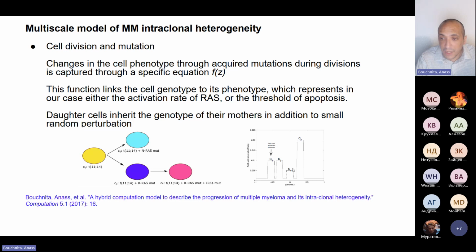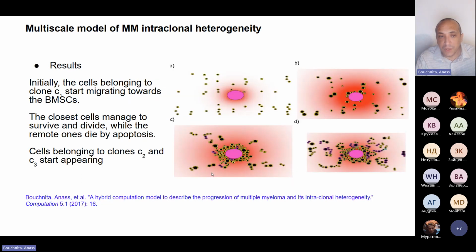And as you can see here, each of these clones is represented by a specific area where the activation rate is sufficiently higher. So this represents the fitness landscape. And this graph shows the different clones that we are considering. There is this first clone, and then there is this branching pattern. We have this clone with the NRAS, and then we have these two clones with KRAS, with this fourth clone having an additional IRF4 mutation. Basically, we just reproduce what's in the experiments.